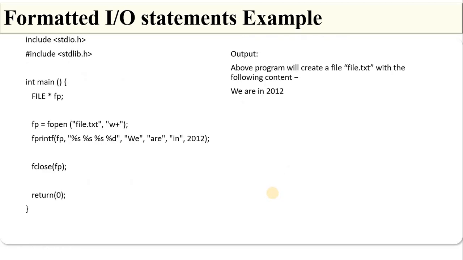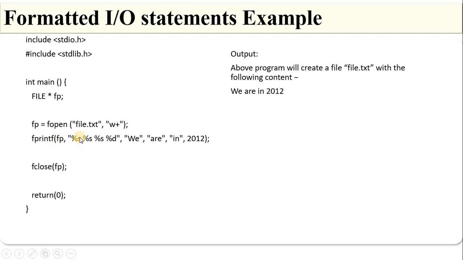Let's see another example which should majorly use fprintf. In this one, we are opening file.txt in a write mode. Then we are trying to write onto that "we are in 2012".